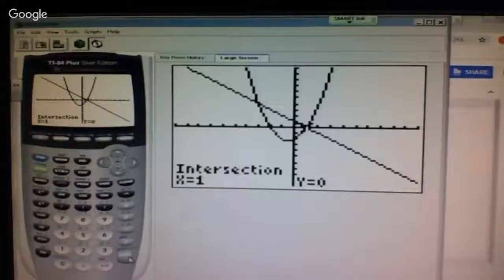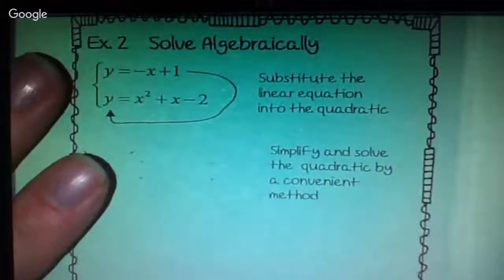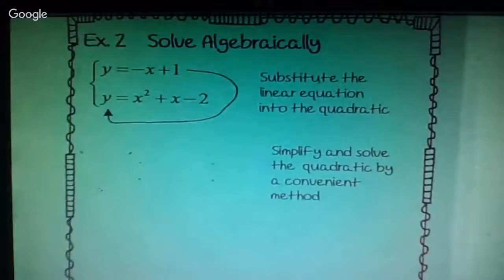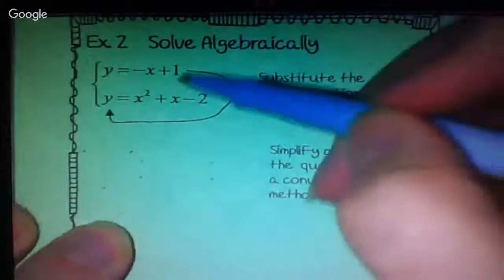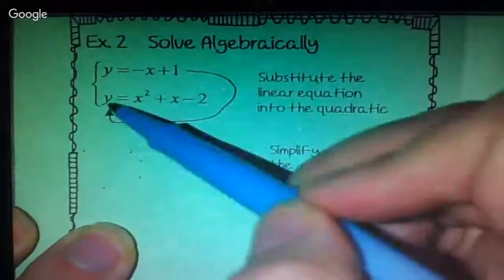All right. So that's graphically. I can also do this algebraically. I left all of the steps on what you need to do on the left. It says, first, I need to substitute the linear equation into the quadratic. This is equal to y, so I can replace y with this equation. It's going to look like negative x plus 1 equals x squared plus x minus 2.